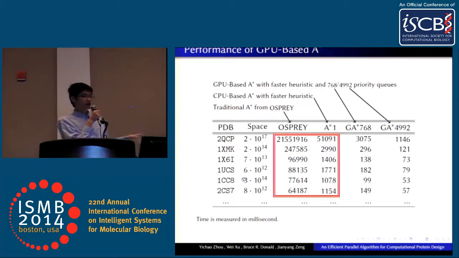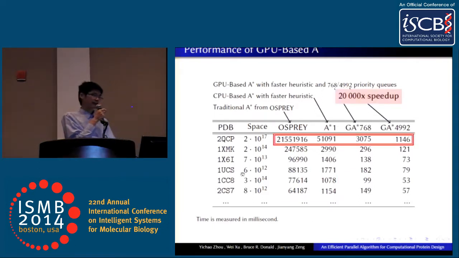The highlighted columns give the comparison about the optimization of the computation of the heuristic function. You can see that our optimization is very effective. However, due to the time limitation, I cannot elaborate on this in the talk, and people who are interested may refer to our paper.